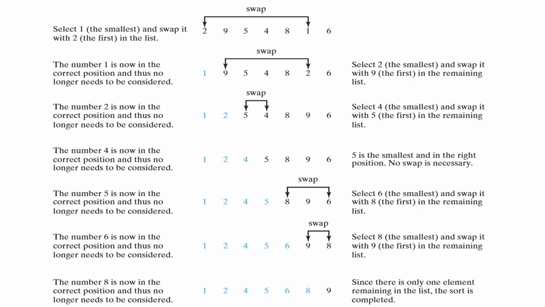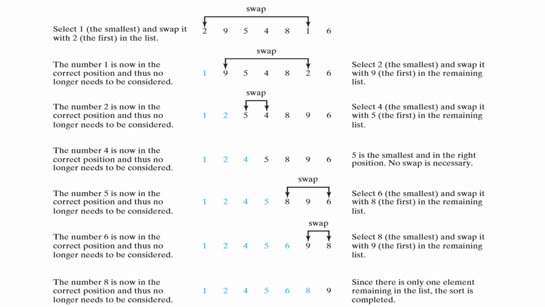So first the elements are in the list, shown in figure 1: 2, 9, 5, 4, 8, 1, 6. So select 1 because that is the smallest element in the list and swap it with the first element in the list. First element in the list is 2, so that can be swapped with the smallest element in the list. So 1 will come into the 2's place and 2 will go to the 1's place.